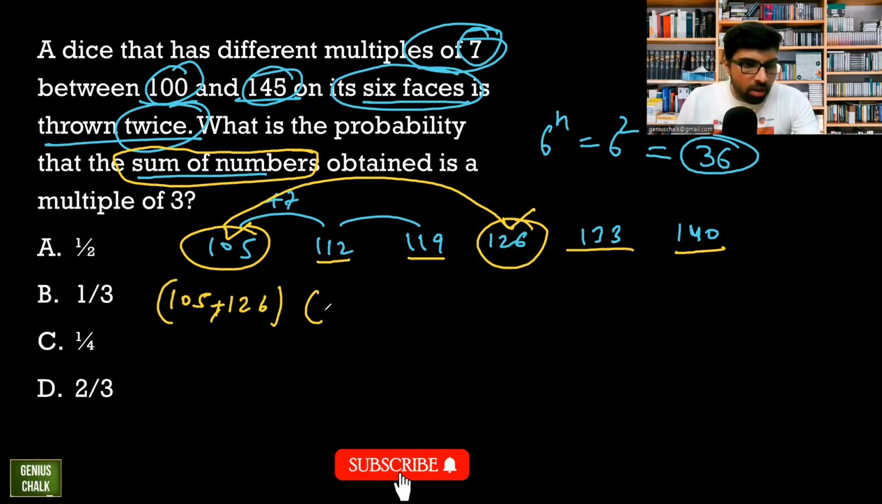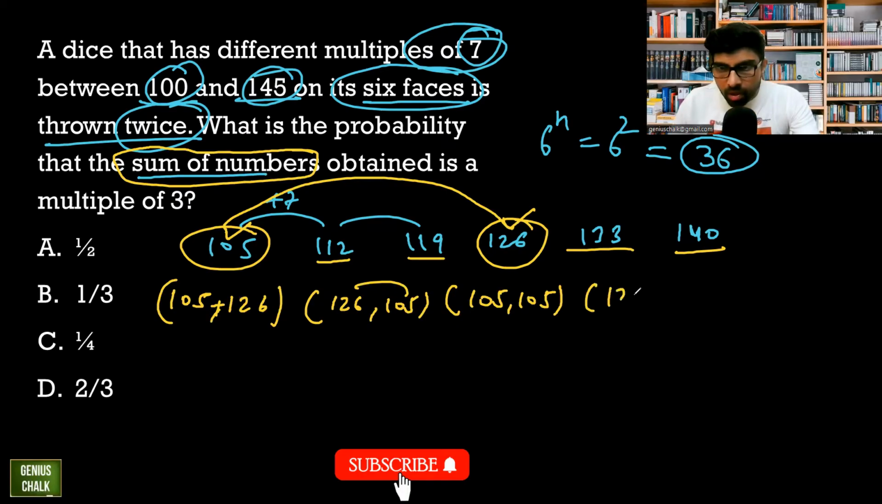Next, if I take the first number 126, then the second number 105. Fine. The sum will be a multiple of 3. Afterwards, I can take 105 and 105, or I can take 126 and 126, as both the numbers are multiples of 3. I hope this is also very clear. Now pick up the remaining ones.